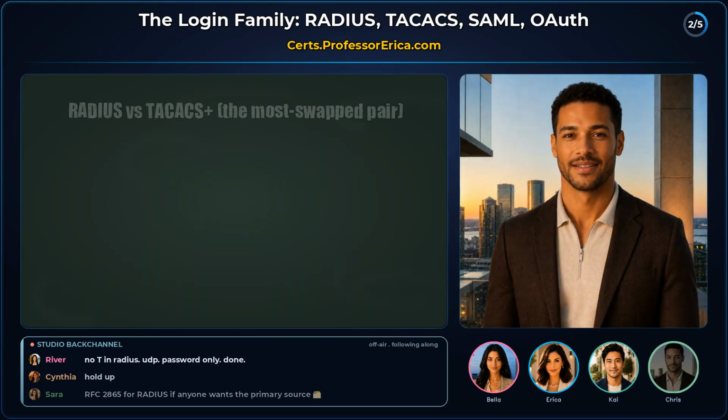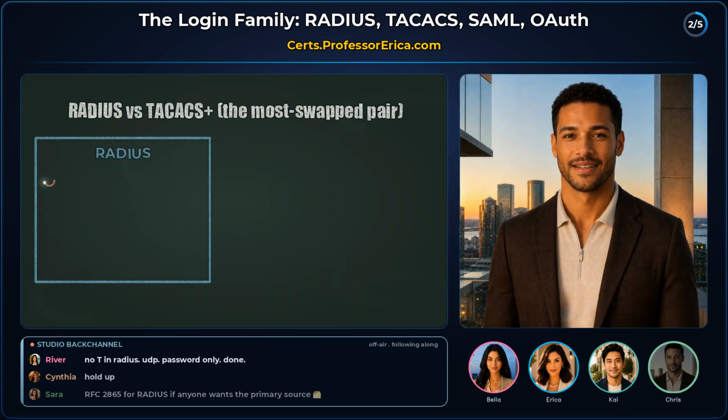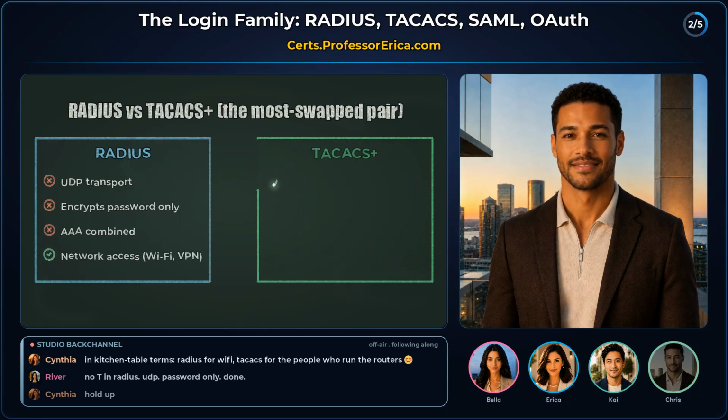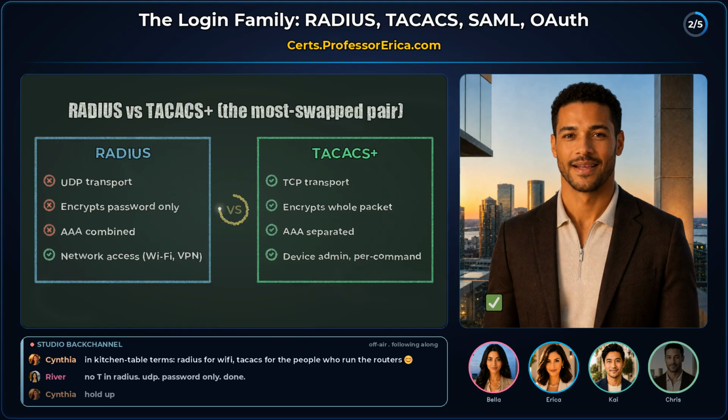So here's the mnemonic that makes it stick. TACACS has a T, and T is for TCP and for the whole packet being protected. RADIUS has no T, so it is UDP and password only. If the question is about administering network devices, that is TACACS+ every time.